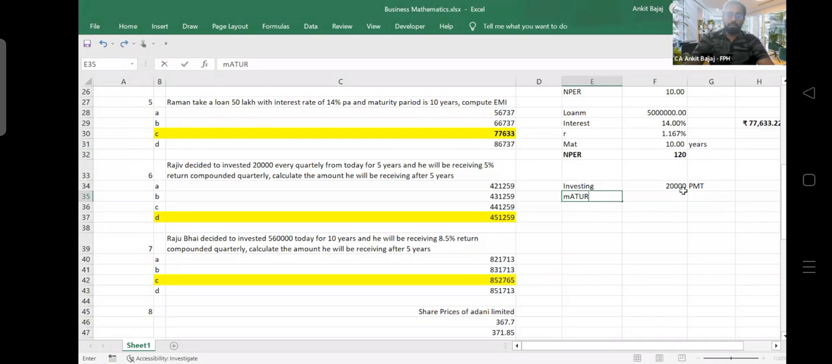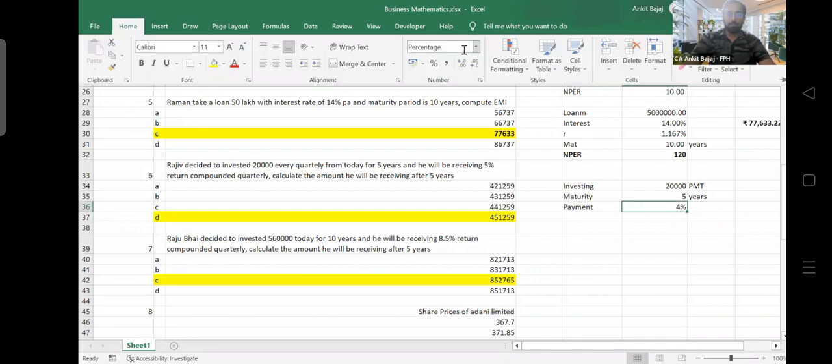And what is going to be the maturity? Maturity here is 5 years, right? And if he is making quarterly payments, how many payments will he be making in a year? He will be making 4 payments in a year, right?